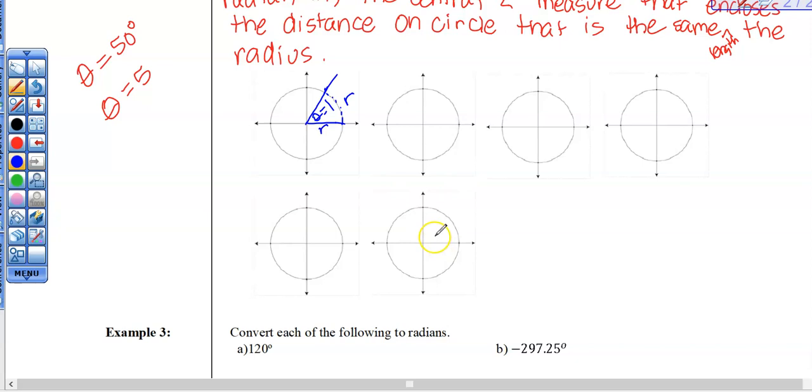Now 1 radian is about 57 degrees. Okay, 57 degrees, you know what that looks like. Start thinking of 57 degrees as 1 radian. Do you understand that? Yes? Or no? Okay, so let's see if we can identify what 2 radians might look like.